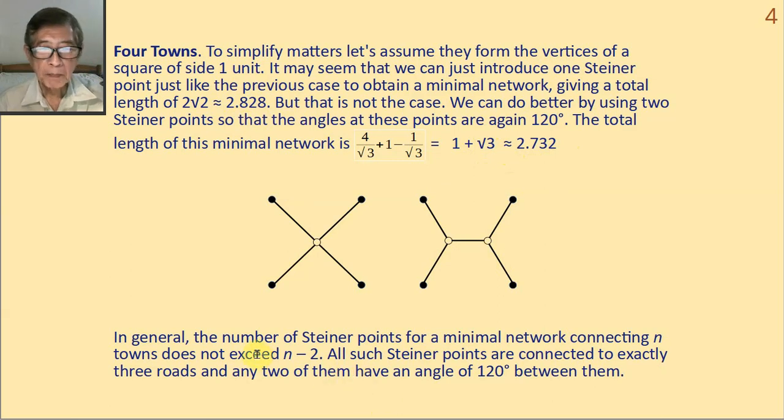In general, the number of Steiner points for a minimal network connecting n endpoints does not exceed n minus 2. All such Steiner points are connected to exactly 3 roads, and any two of them has an angle of 120 degrees between them.